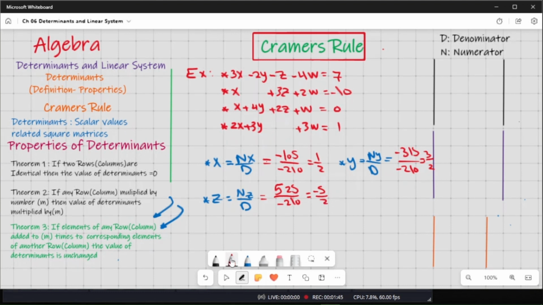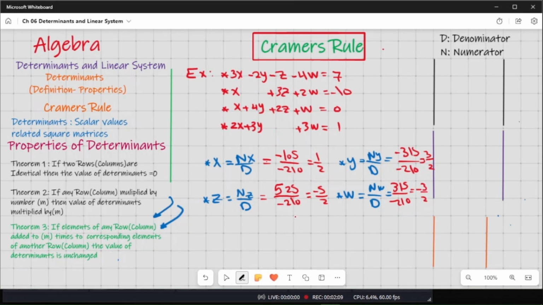Okay, and for w equal to nw by d will be equal to here 315 by negative 210. So we have here negative 3 by 2.